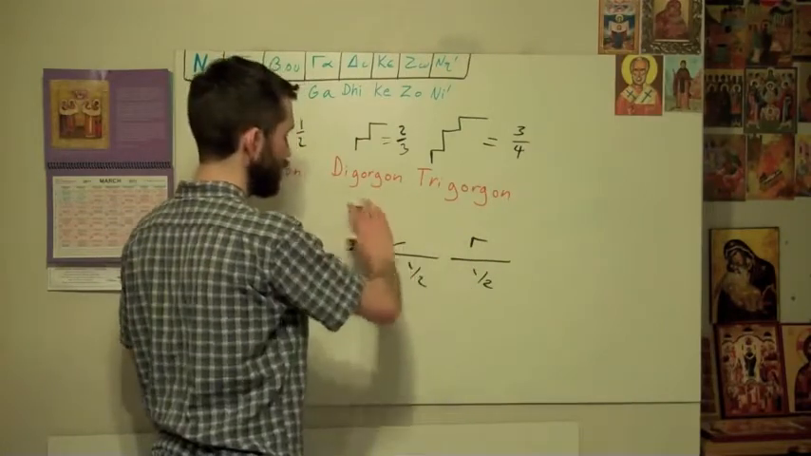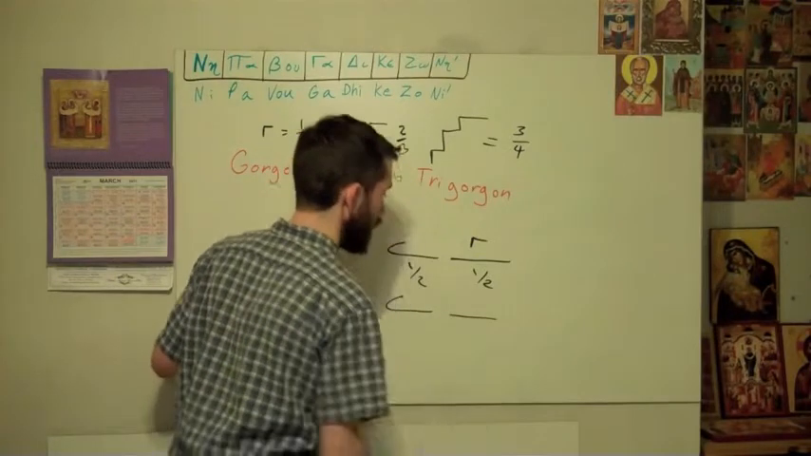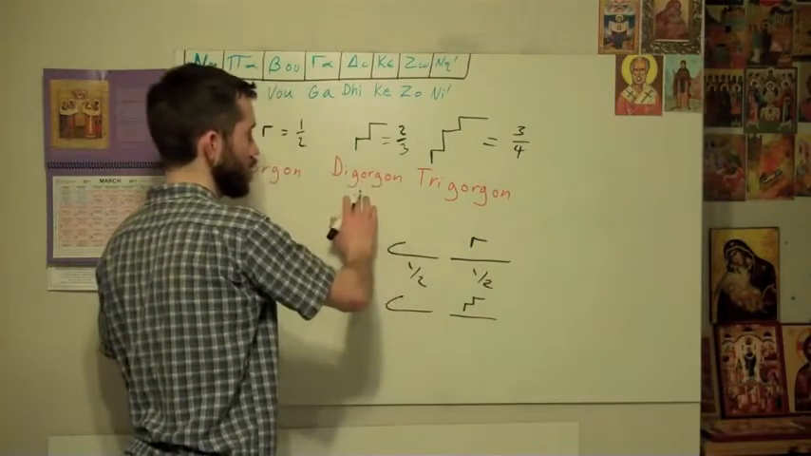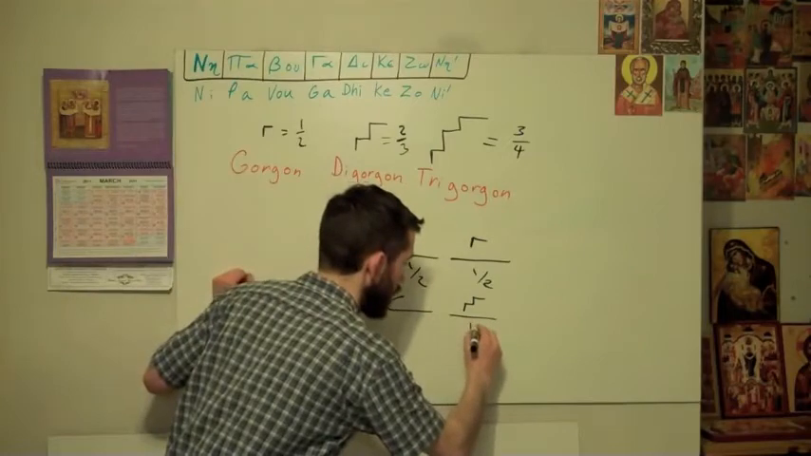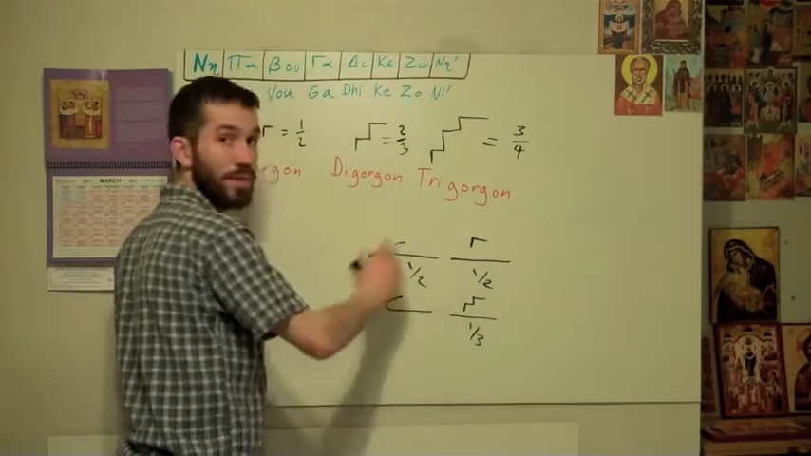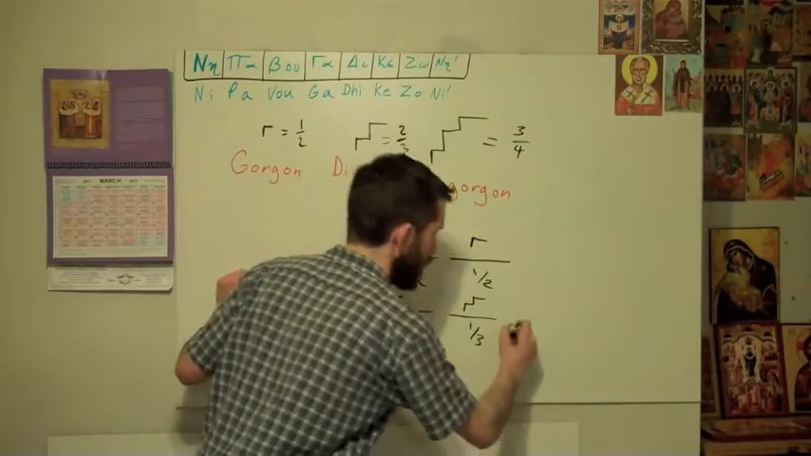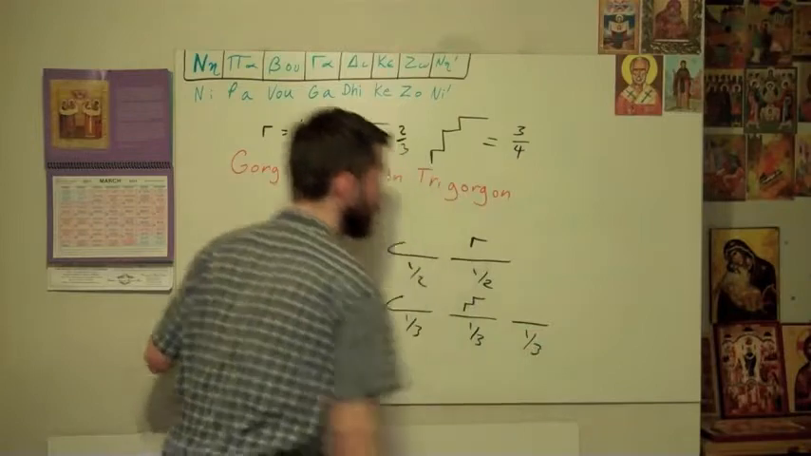Now if we were to deal with the digorgon, if we have the same thing, now we put it on top. Now the digorgon takes two-thirds away from the note it sits on, making this one-third of a beat. The previous note, one-third of a beat, and then the note after it. So we'll just add another oligon there, and that one is also one-third.